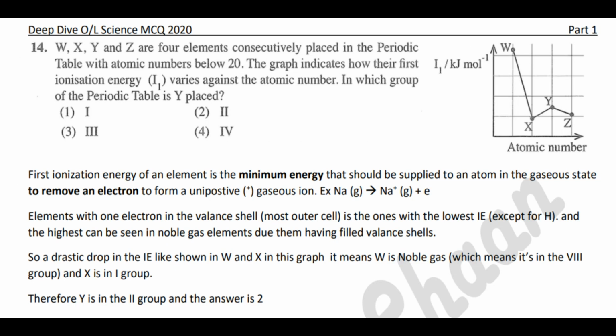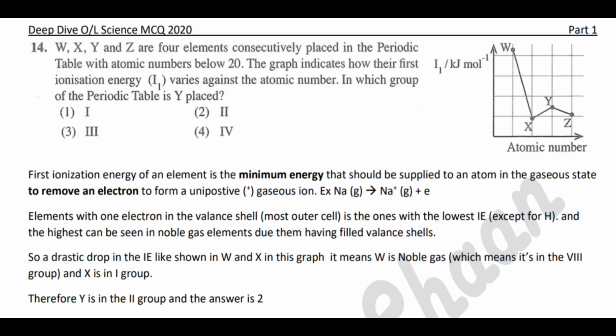Anyways, 14th question. W, X, Y, Z are 4 elements consecutively placed in the periodic table with atomic numbers below 20. So these are elements we know. The graph indicates how their first ionization energy, I1, varies against the atomic number. In which group of the periodic table is Y placed?